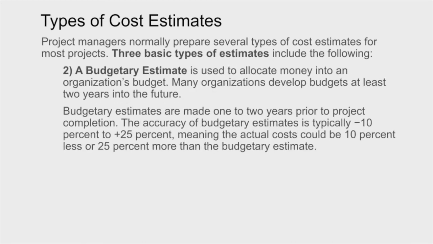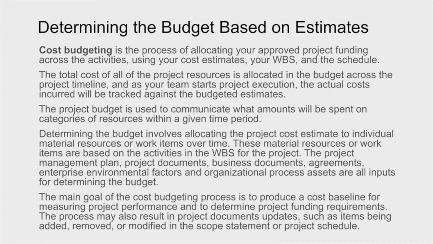A finer measure is a budget estimate, and we effectively use our tools that we've talked about so far in terms of the work breakdown structure and the like in order to help do that. Many organizations develop budgets that stretch out into the future 2-3 years. So budgetary estimates are made 1 or 2 years prior to project completion. The accuracy of the budget estimates is typically somewhere between -10% and 25% above. So that is pretty close to cost accurate. And you think maybe the actual cost will be 25% more than what you predicted.